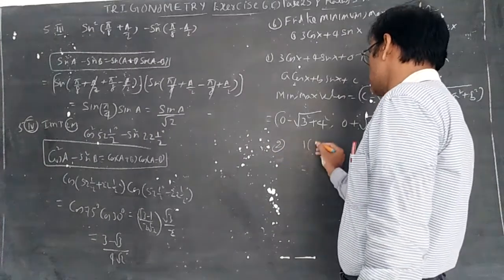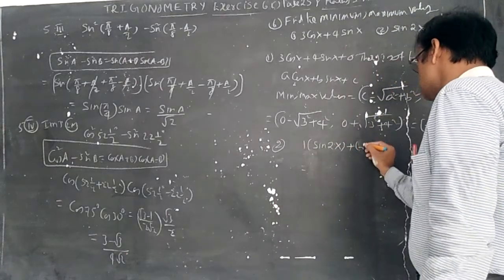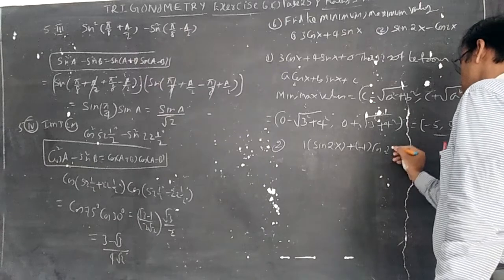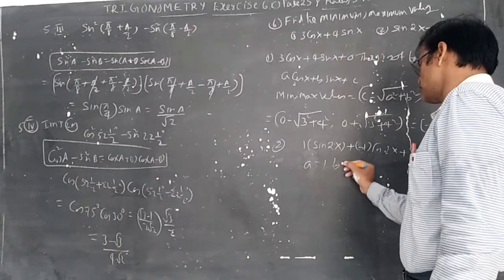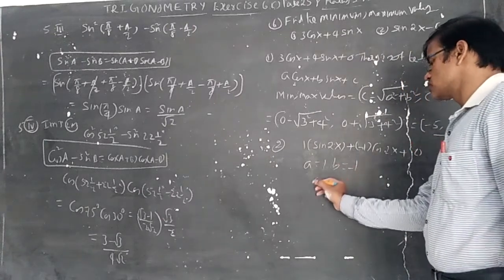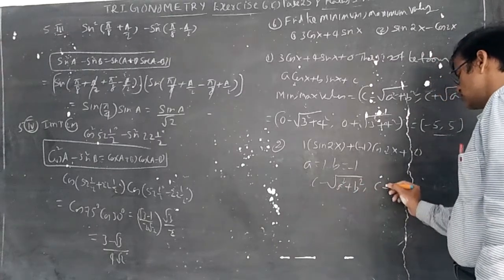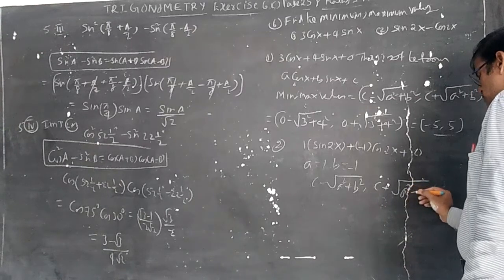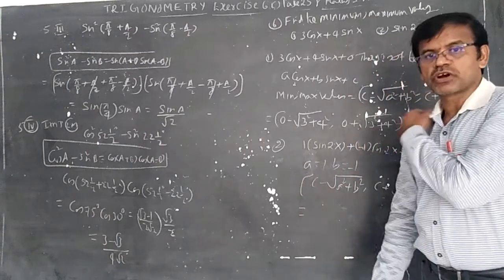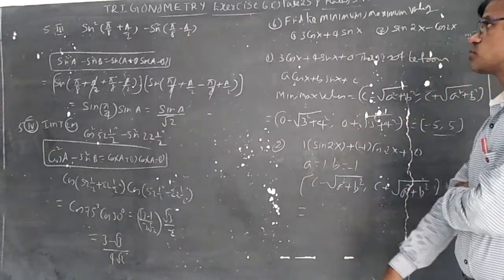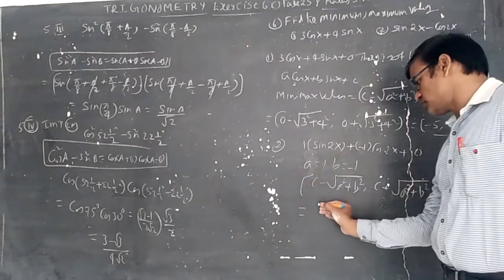Second one: 1 into sin 2x plus minus 1 into cos 2x plus 0. Here you can understand A is equal to 1, B is equal to minus 1. So write the formula for range or min max values: C minus root of A square plus B square comma C plus root of A square plus B square. You need to remember this formula, you should not forget it. IMP, 2 marks these are.